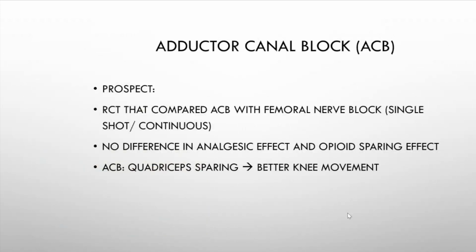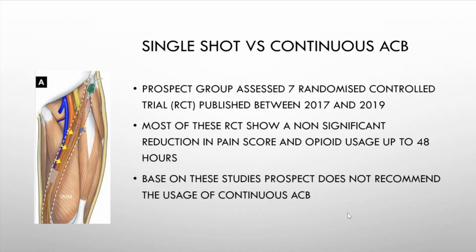So compared to adductor canal block with femoral nerve block, single shot or continuous, it doesn't matter whether you put a catheter or you compare single shot. There's not much difference in analgesic and opioid sparing effect. That's the finding from PROSPECT. So because of the quadriceps sparing, the motor sparing effect of the adductor canal, PROSPECT recommended the adductor canal over the femoral nerve block for total knee replacement.